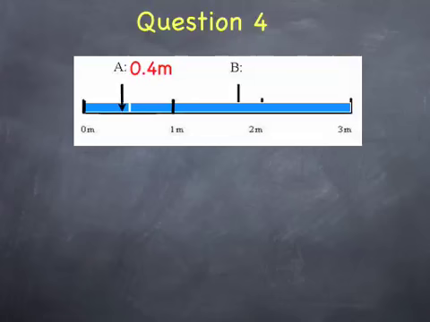Okay, so that's A. Now let's look across at B. There's B. It's in between 1 and 2 meters. Put some extra markings on to give me a closer guide. There's halfway between 1 and 2, so that's 1.5 has been marked. So I reckon it's about 1.7 meters. I'd also accept 1.8 and anything in the 1.7s, so 1.75 or something like that. So A is 0.4 and B is 1.7 meters.